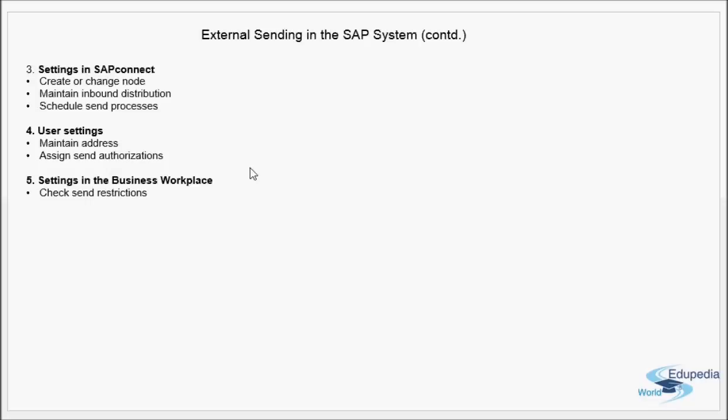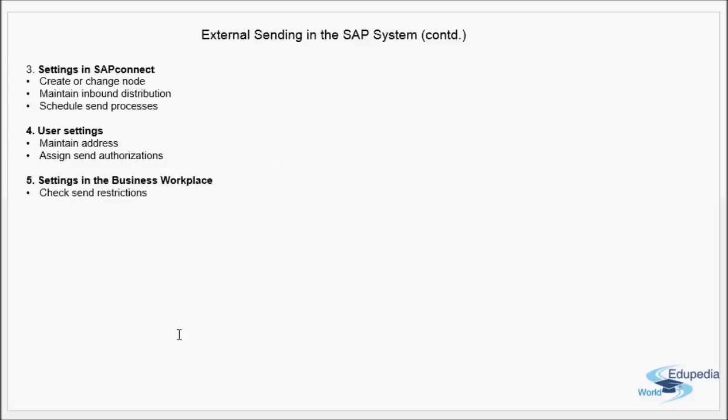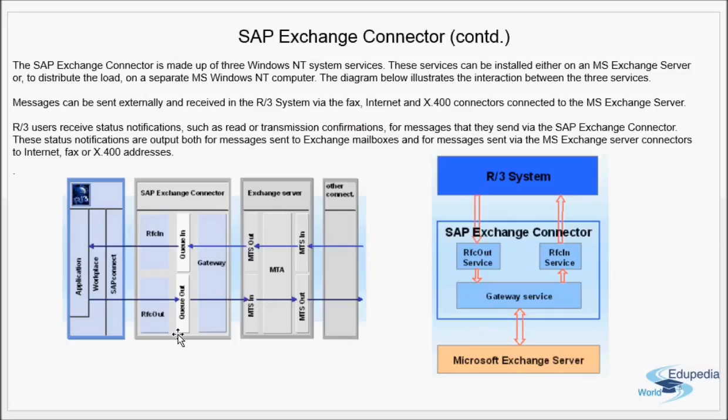So these are the 5 points: customizing the settings, the settings required for the connection to be established, then settings in the SAP Connect. These 3 you will do in the SCOT transaction. Then the user settings and settings in business workplace are related to the authorizations for the users for sending the messages. So this video shows an overview about SAP Exchange Connector.